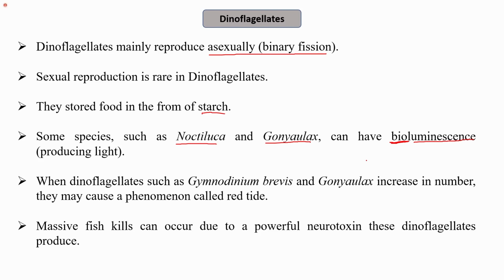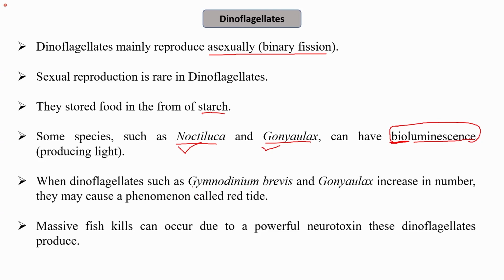So these pigments, when they come into contact with some light, under certain conditions produce light. So basically, the organisms have the capacity to produce light. Therefore, the process is known as bioluminescence. So these organisms, that is Noctiluca and Gonyaulax, can have bioluminescence in them. That is, they have the tendency to produce light.